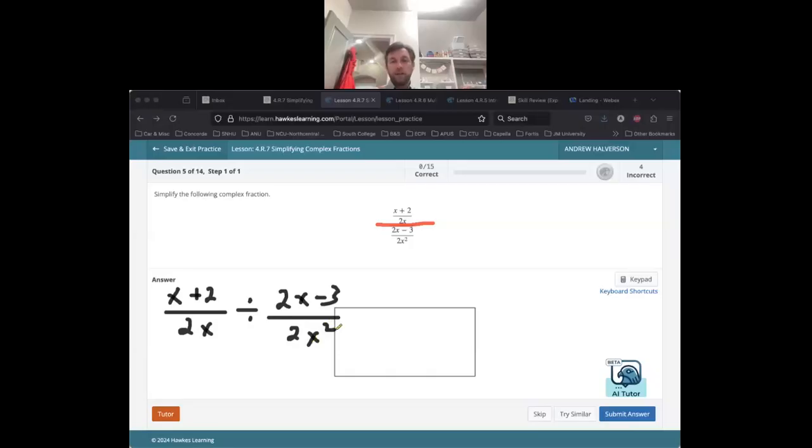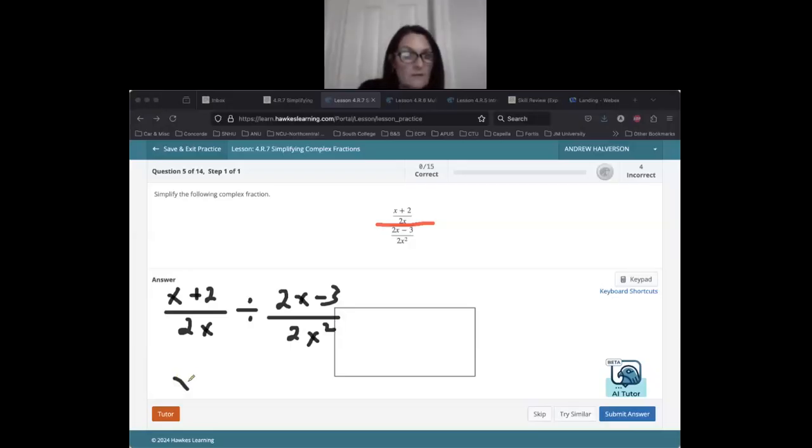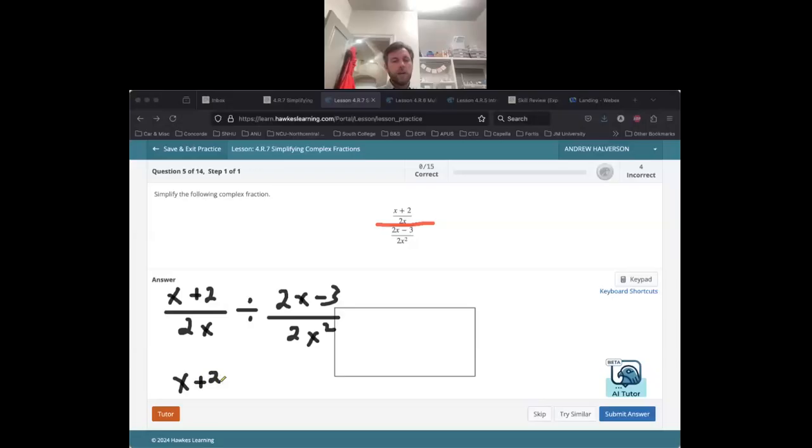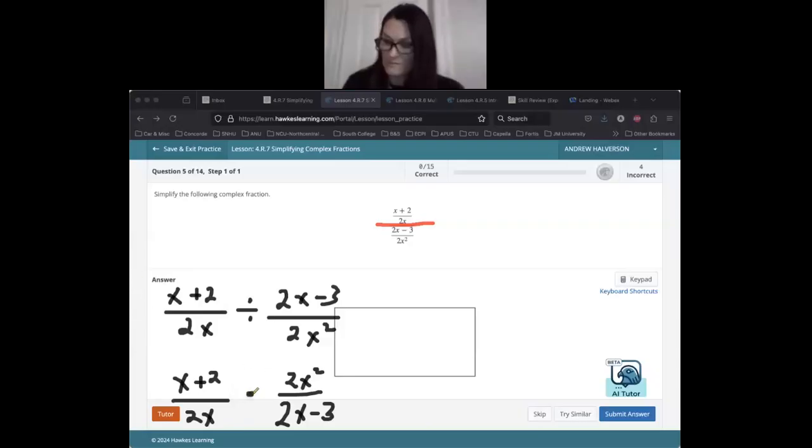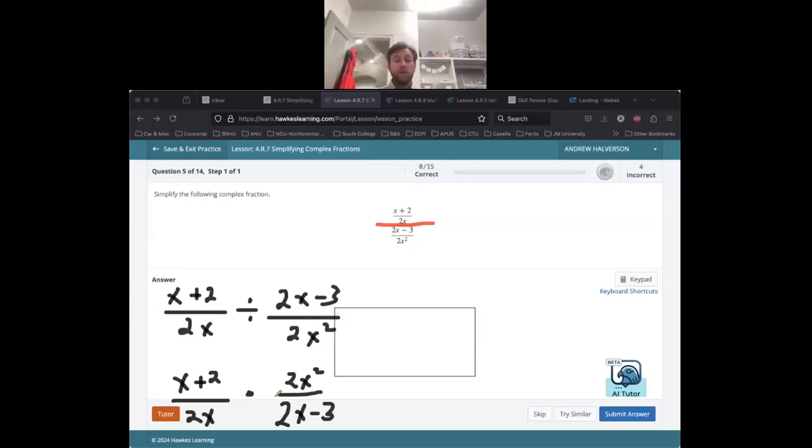How do we do this? We did that in the last section. We would need to flip the second fraction. Very good. So the first fraction remains the same, x plus 2 over 2x. Flip the second one, so we get 2x squared over 2x minus 3. Then what happens in the middle here? Multiply. Okay, so now that we got that, what do we do next?